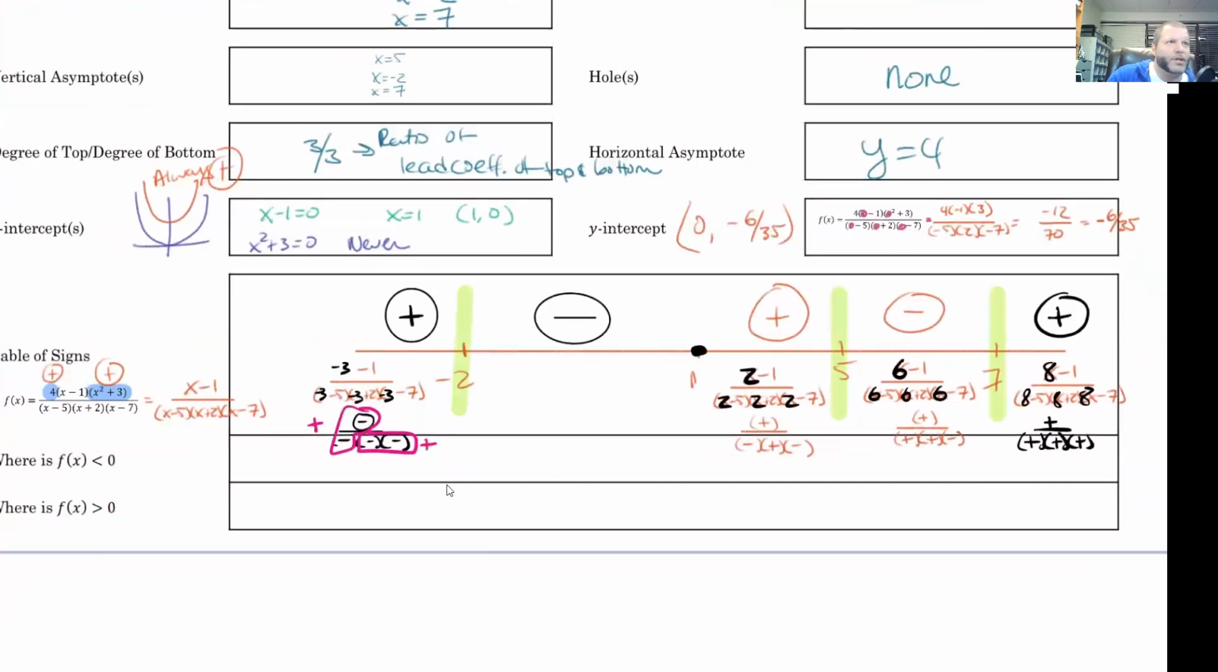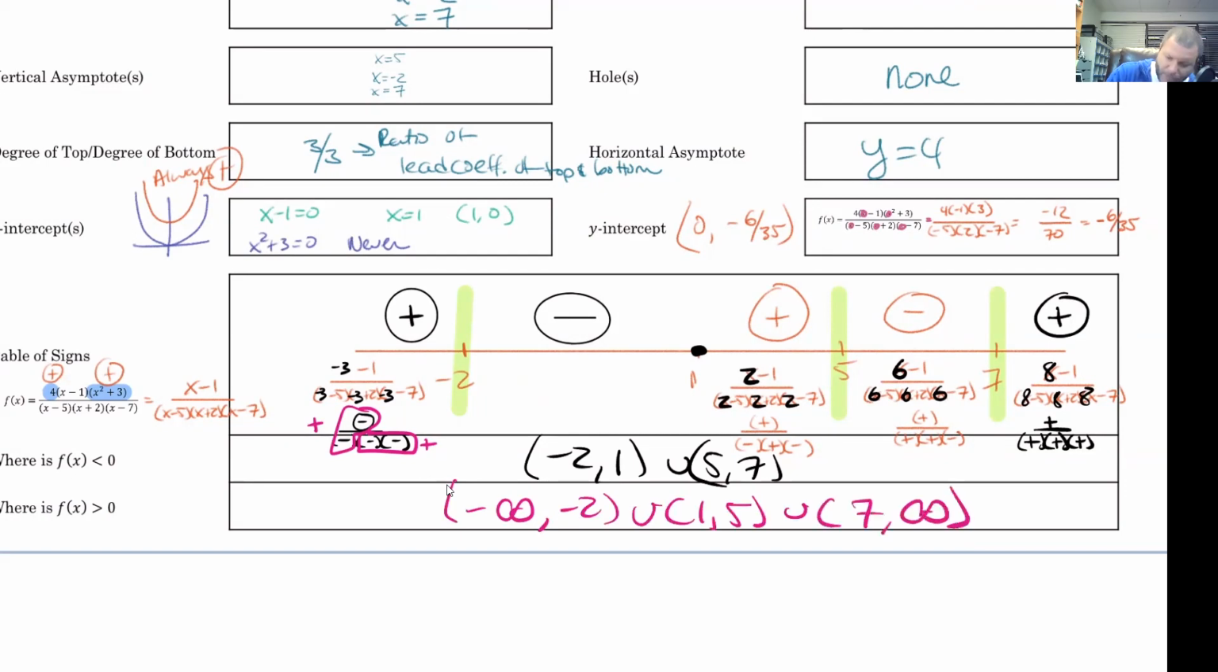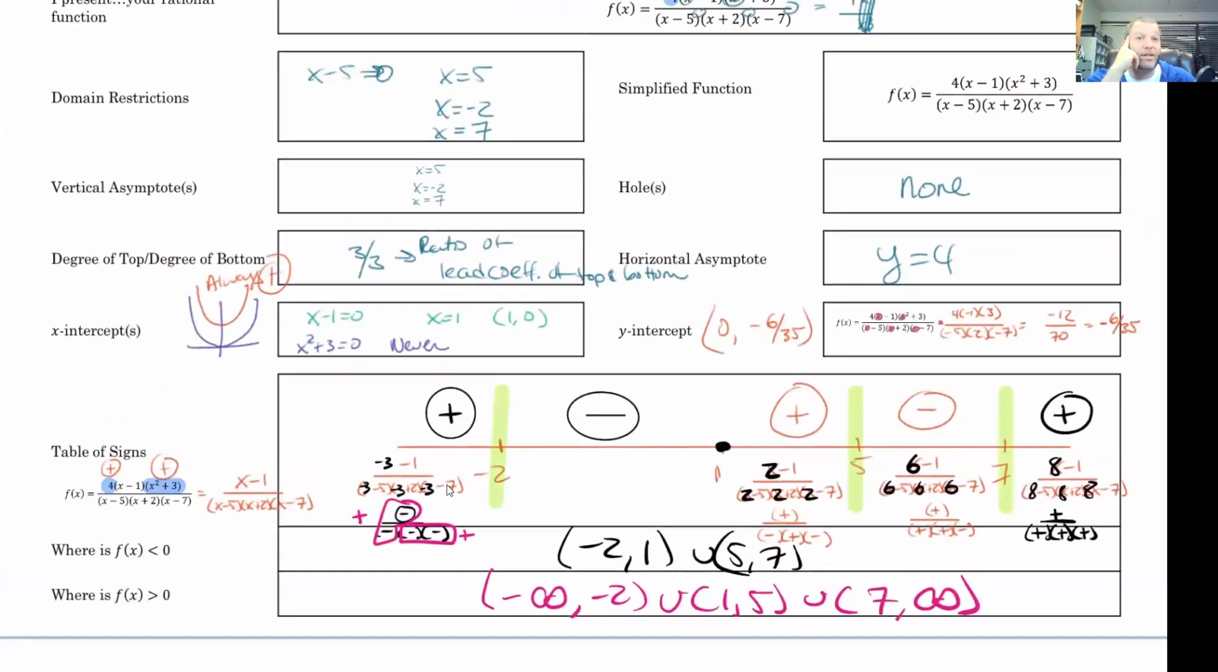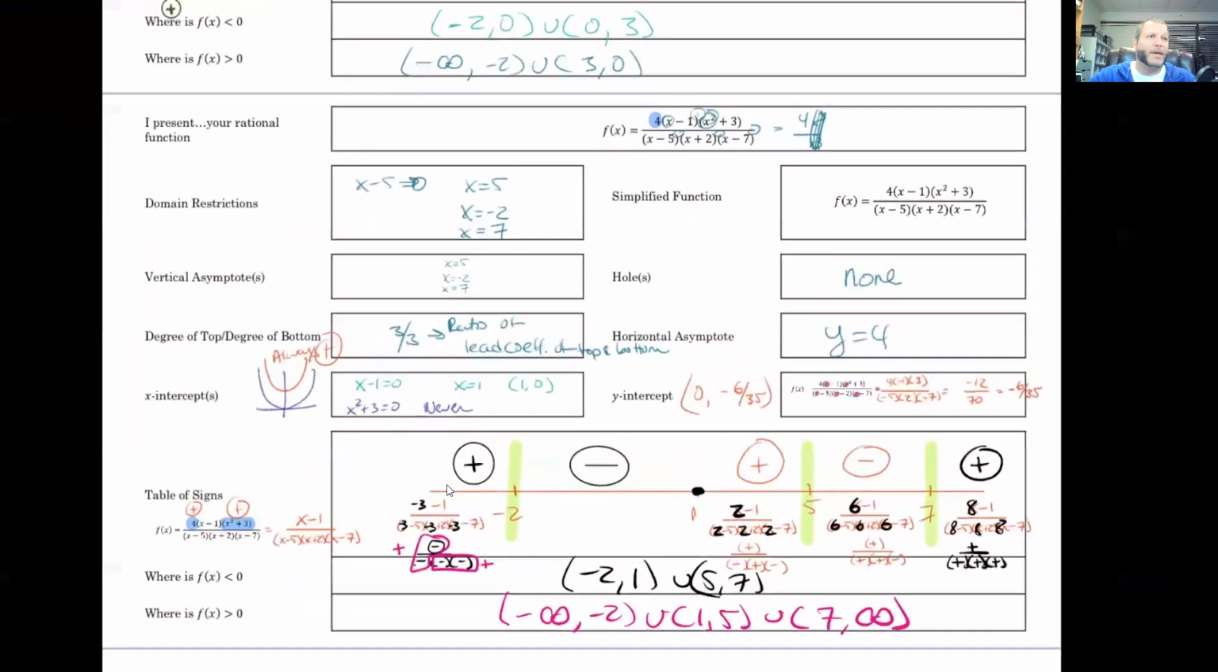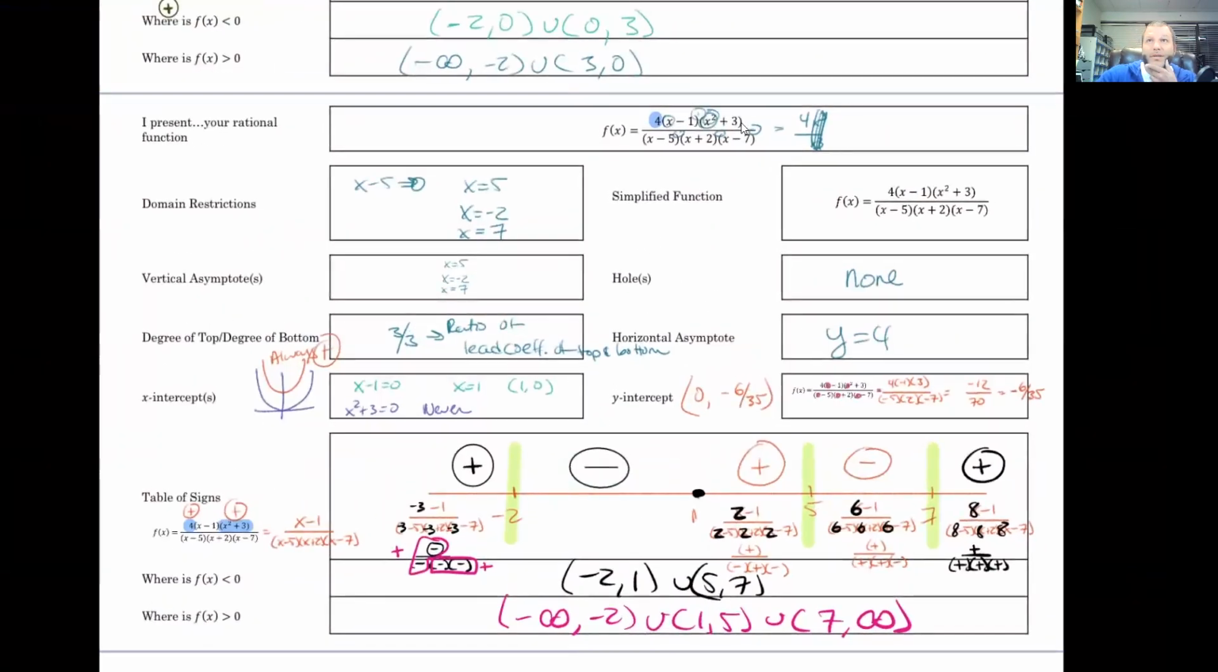So that means our function is only negative between -2 and 1, union 5 and 7. And then similarly, we're positive from negative infinity all the way up to -2. We're positive again between 1 and 5. And then finally, we're positive again from 7 to forever. All right, so that would be classifying these values, doing some rational functions, and all of the stuff that will be important both for quizzes and, I don't know, graphing in calculus.